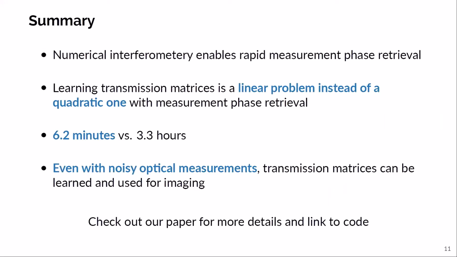So in summary, we can do measurement phase retrieval via numerical interferometry, and we change learning a transmission matrix into a linear problem instead of a traditionally quadratic problem. And this method allows us to learn transmission matrices that can be used for imaging even when we have noise in our optical measurements. Please do check out our paper for more details and for a link to code.